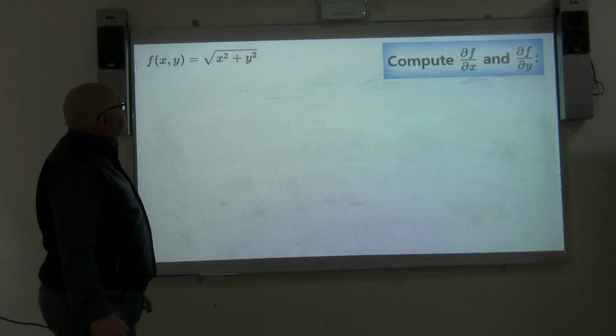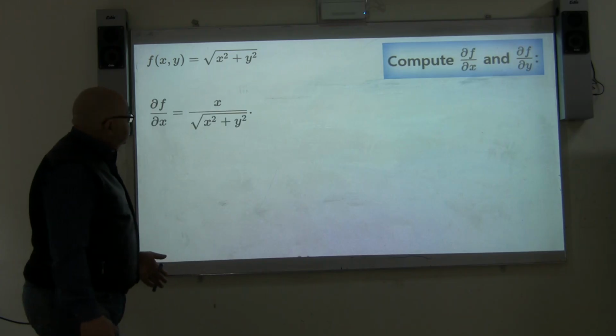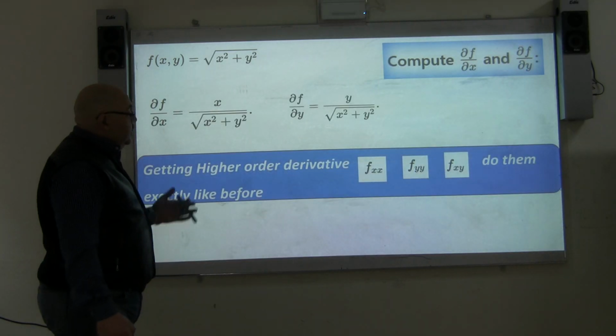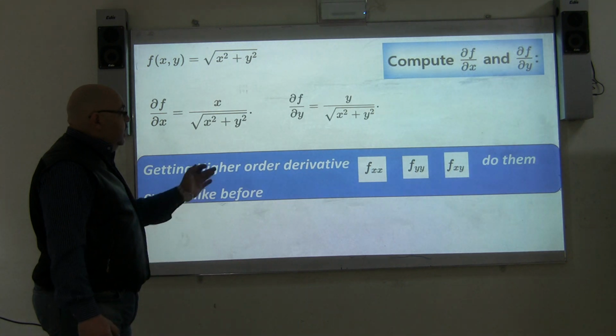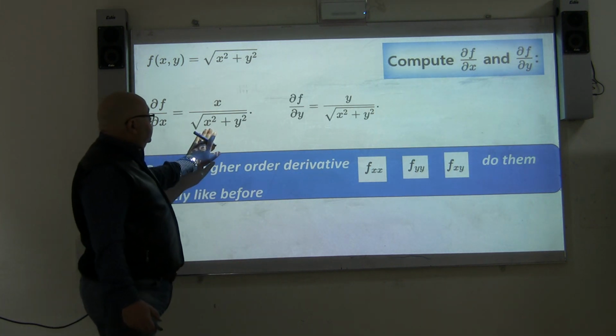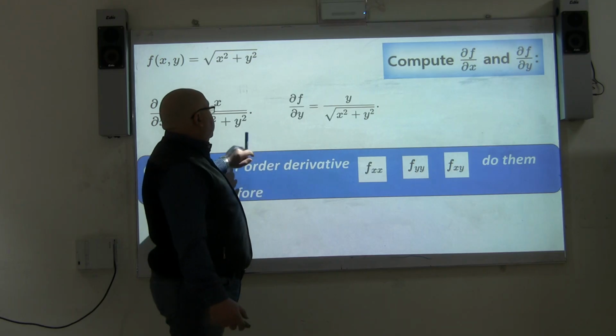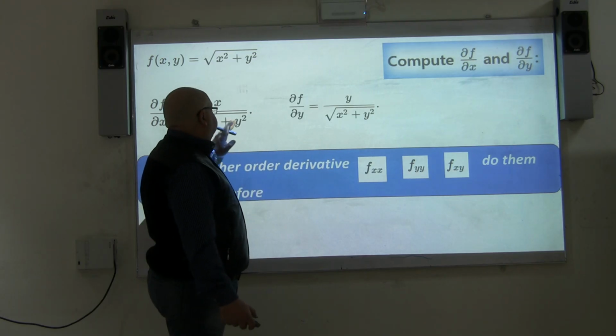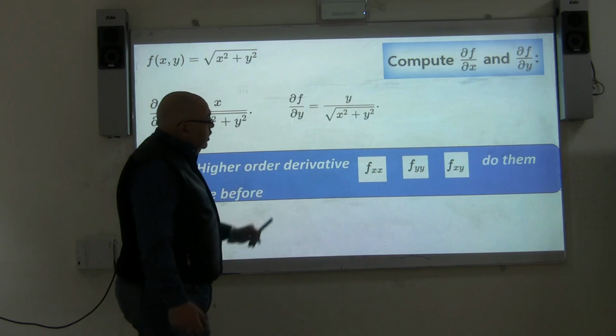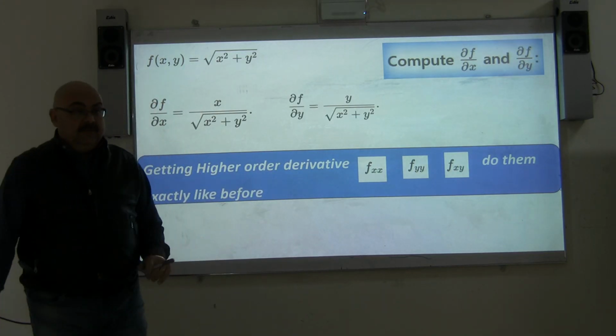Also, that's another problem, the square root of x squared plus y squared. If I want to get the derivative with respect to x, with respect to y, then the next derivatives I can get easily, differentiating this once more with respect to x, differentiating once more with respect to y, or choosing the first function and differentiating with respect to y. I will leave this for you at this point.